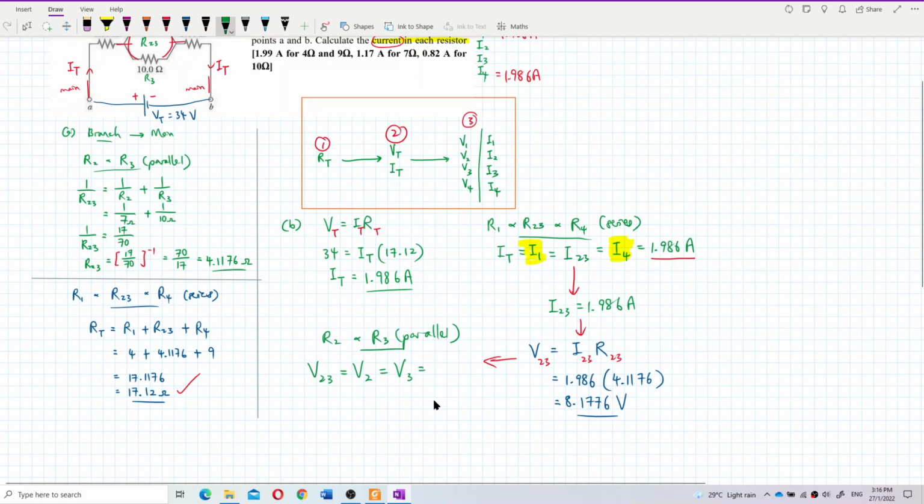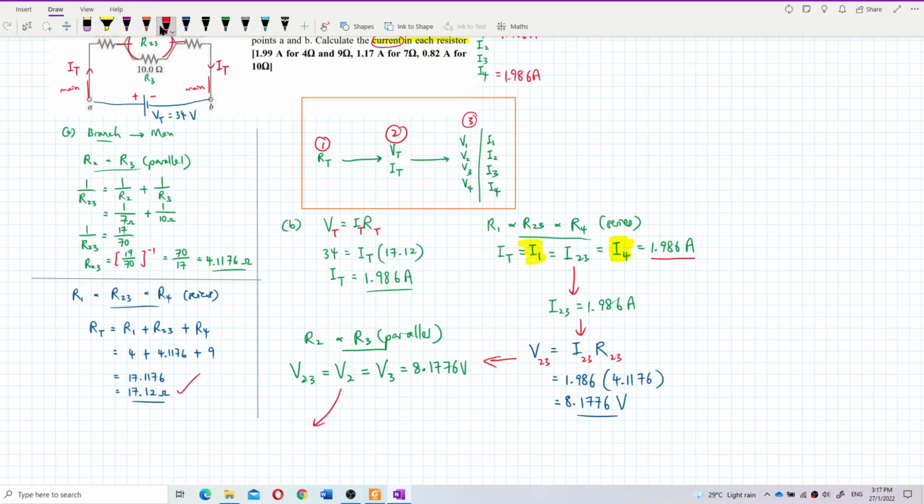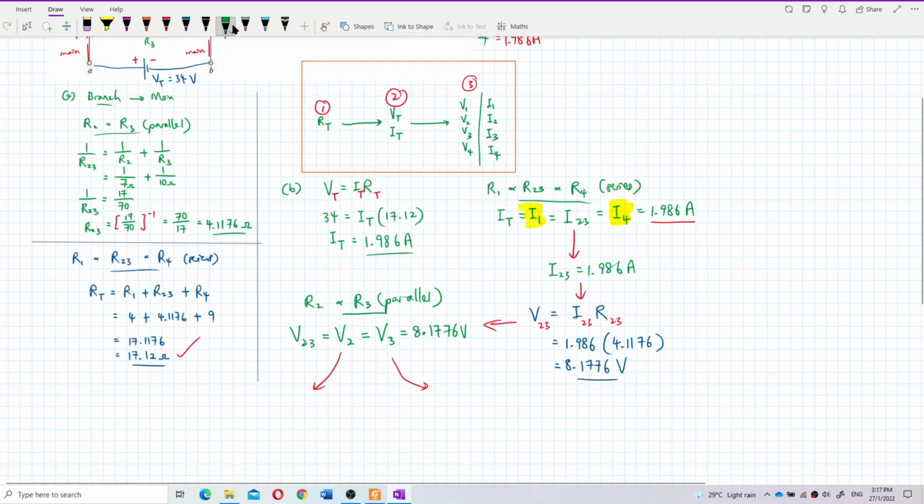And also equal to 8.1776 volt. This is how it helps us. That's why I say use your brain. So this V2 definitely can help us to find I2, isn't it? V3 can help us to find I3, isn't it? So how are we going to do it? Use the formula V equal to IR. V equal to IR is so important.